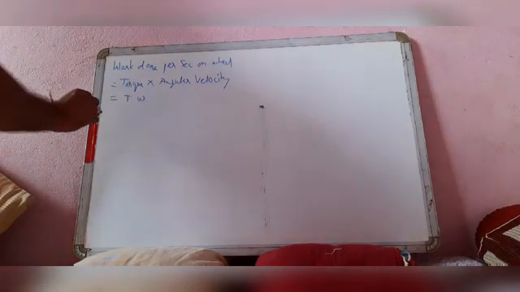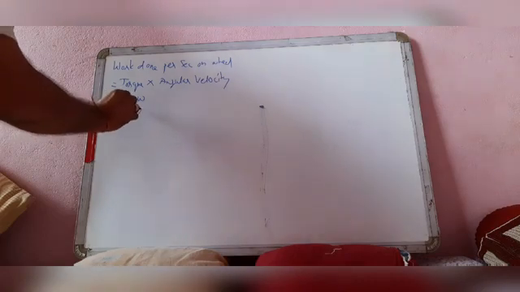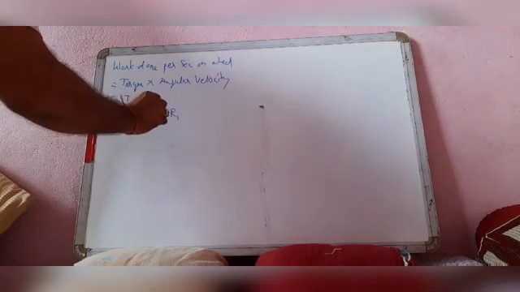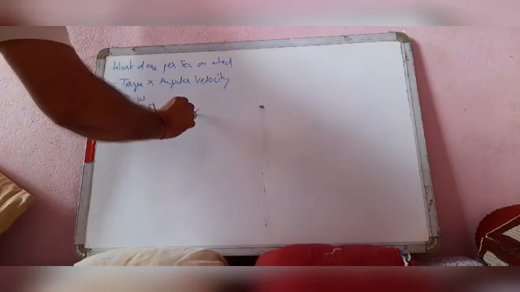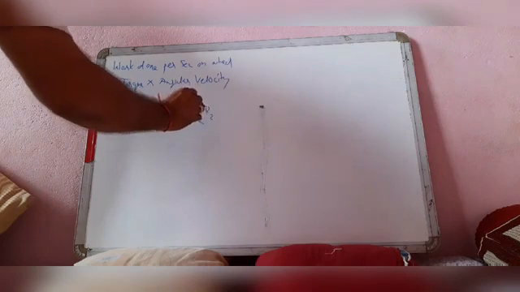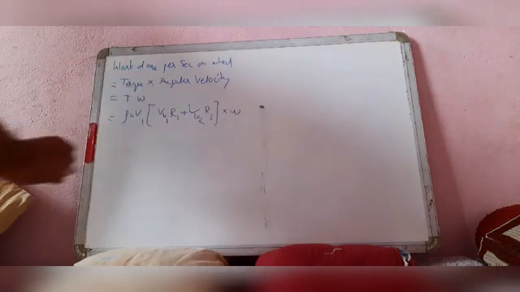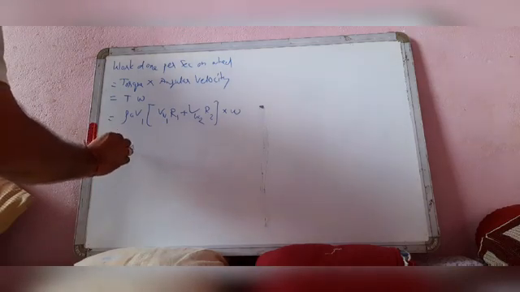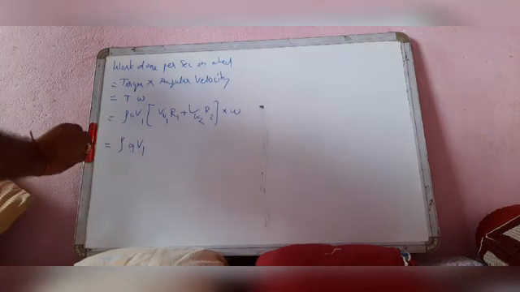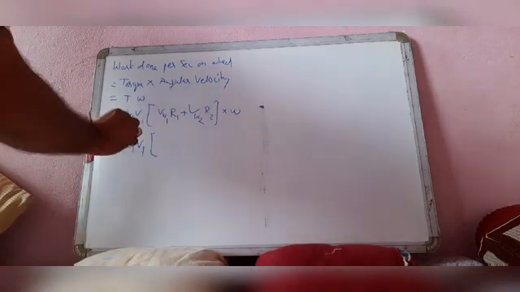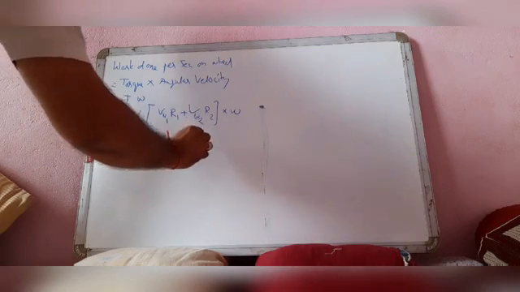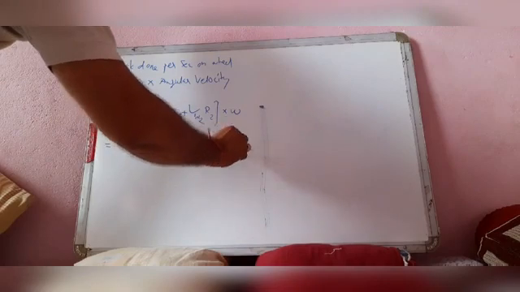Angular velocity is equal to T omega. Putting the values: rho A V1 into (VW1 R1 omega plus VW2 R2 omega).